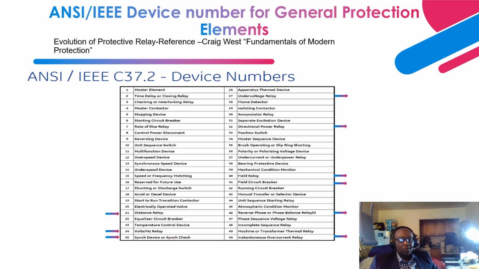Next, we'll still talk about ANSI device numbers. This shows you all the applicable relay elements that form the generator protection, right? I made mention of distance relay, ANSI device 21, volts per hertz, ANSI device 24, and sync check, ANSI device 25. We utilize that sync check.